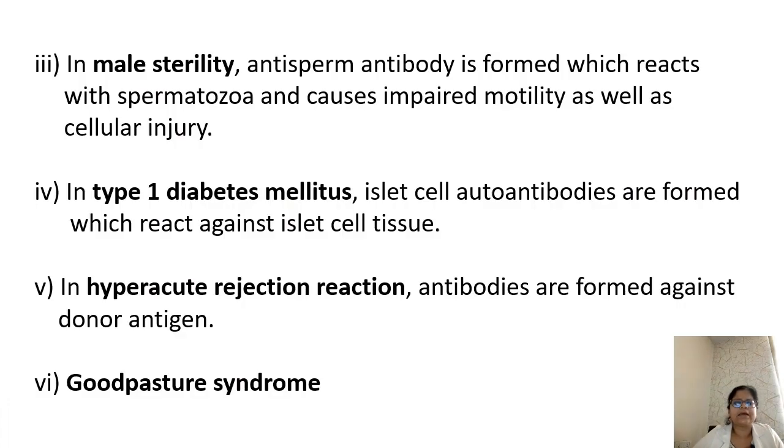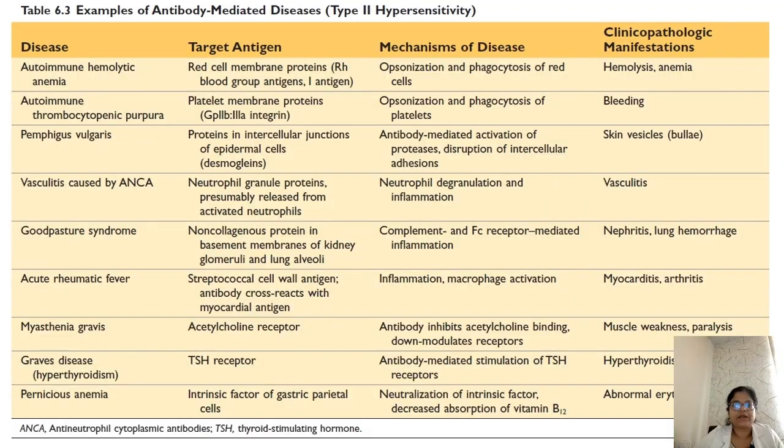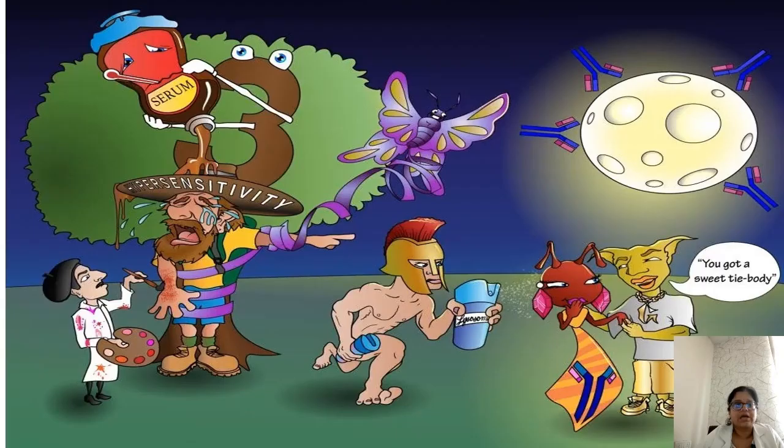In male sterility, in type 1 diabetes mellitus, in hyperacute rejection reactions, and Goodpasture syndrome also, we see this type 2 hypersensitivity reaction. So as a summary, yes, the type 2 hypersensitivity reactions, especially affecting the blood cells, like the red cell membrane proteins in autoimmune hemolytic anemia, then autoimmune thrombocytopenic purpura, pemphigus vulgaris, Goodpasture syndrome, myasthenia gravis, Graves, and pernicious anemia.